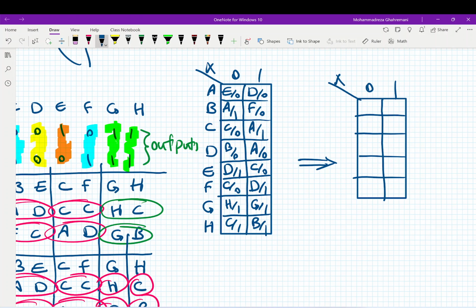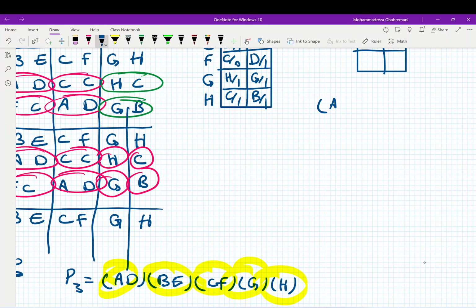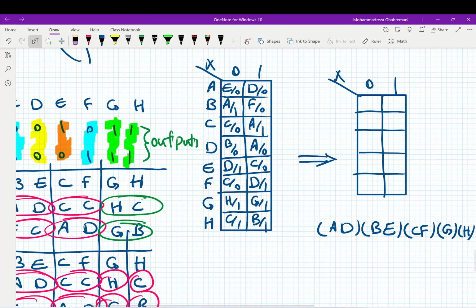Which states? Let me write it down here. It was A and D, B and E, C and F, G, H. So we remove state D, we remove state E, we remove state F. Instead of state F, we replace it with C, we replace E with B, and we replace D with A. So we keep the other states A, B, C, G, H. For A, we say E0, but E is replaced with B, so we write B0. D is replaced with A, so instead of D0, we write A0.